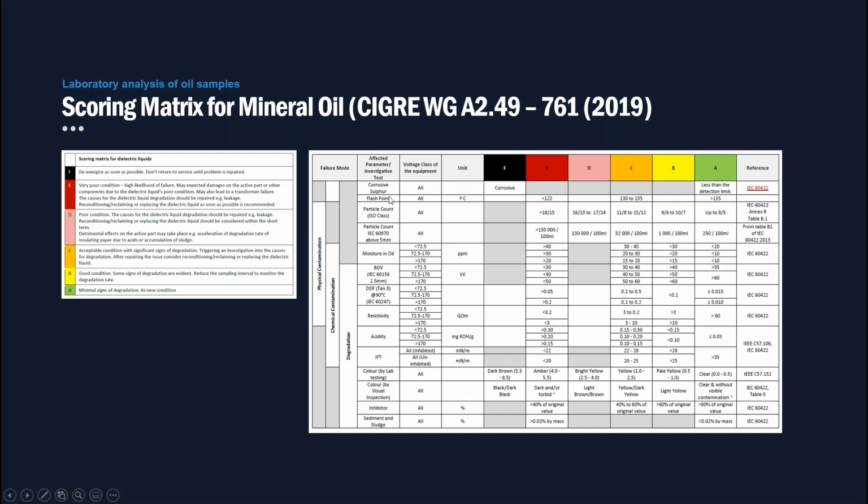So their guidance on corrosive sulfur is listed here. Where a transformer has a positive corrosive sulfur result, they give an F assessment, which means de-energize as soon as possible and don't return to service until the problem is repaired.